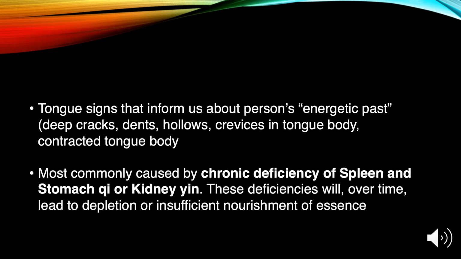These signs may include deep cracks, dents, hollows, or crevices in the tongue body, or a contracted tongue body. These and other changes to the tongue body, shape, and color, plus other specific signs, are most commonly caused by deep energetic deficiencies. For example, a chronic deficiency of spleen and stomach qi or kidney yin. Generally speaking, these deficiencies will over time lead to a depletion or insufficient nourishment of the essence.